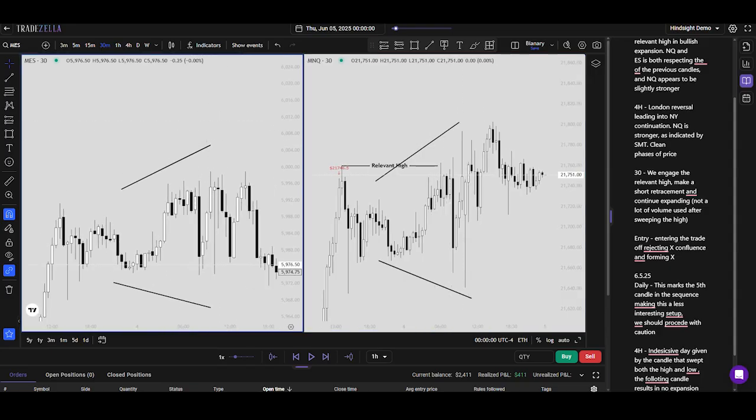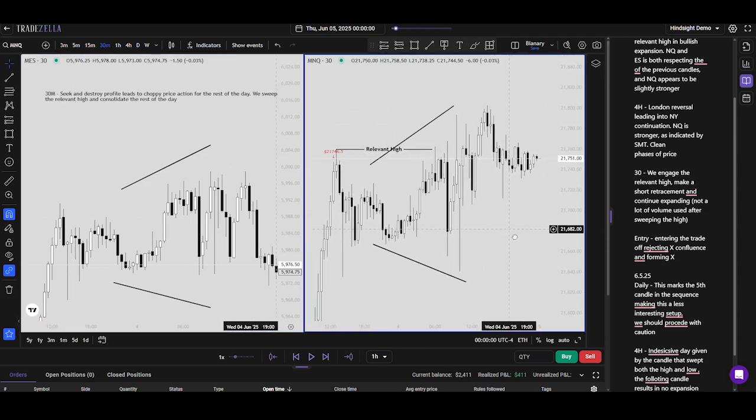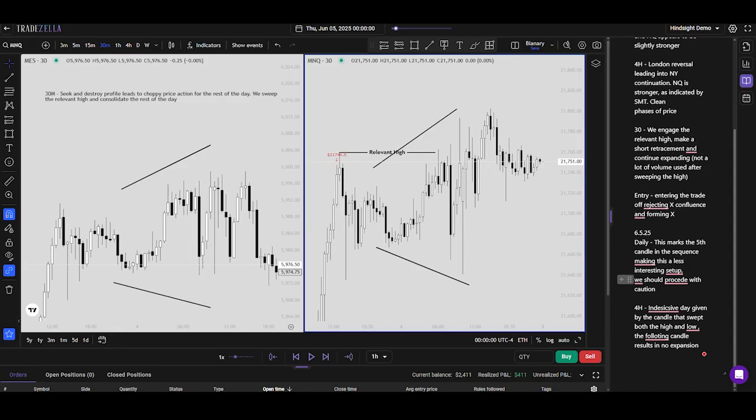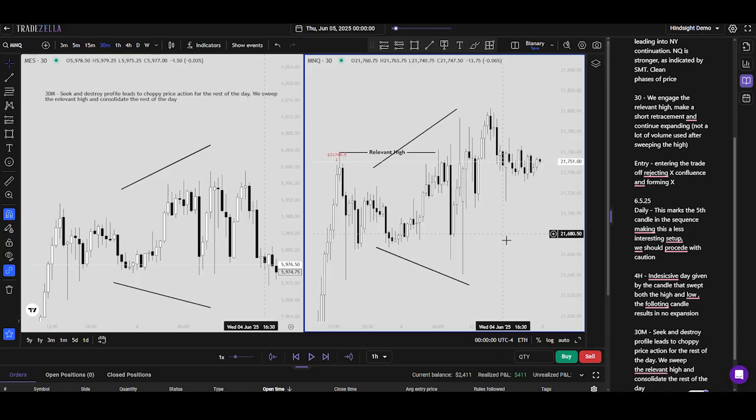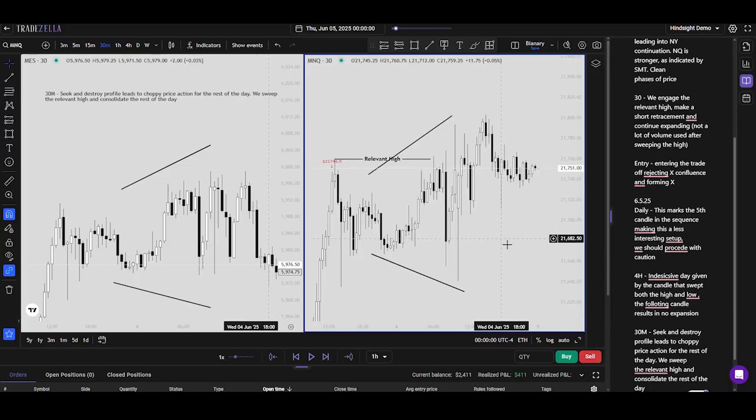Let's take some notes here. What do we see? What does this mean? This is a seek and destroy profile. So it's pretty choppy, and after we swept the relevant high, we kind of just screw around. Not anything interesting to take a trade in. And then we don't take a trade, and then we go on to the next day.